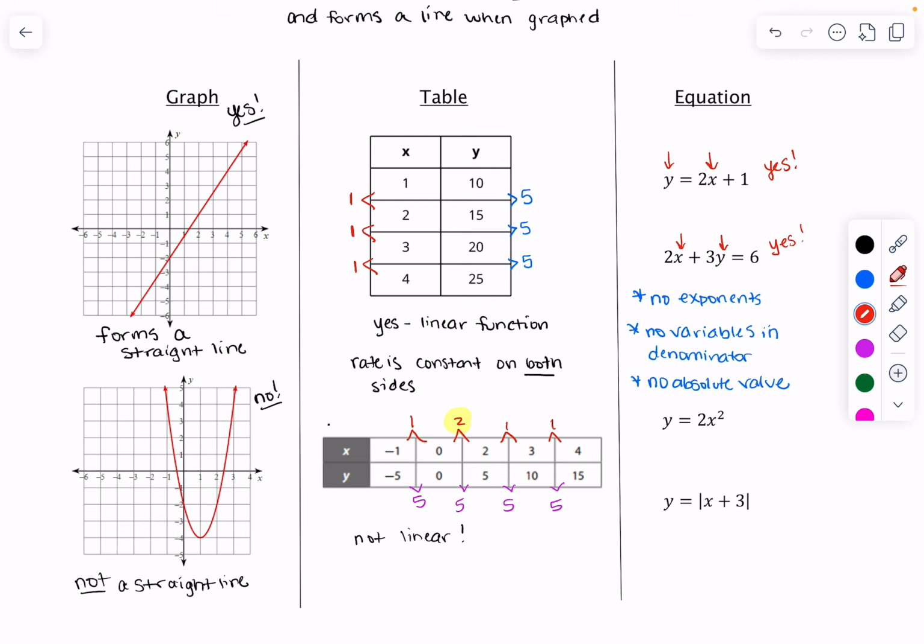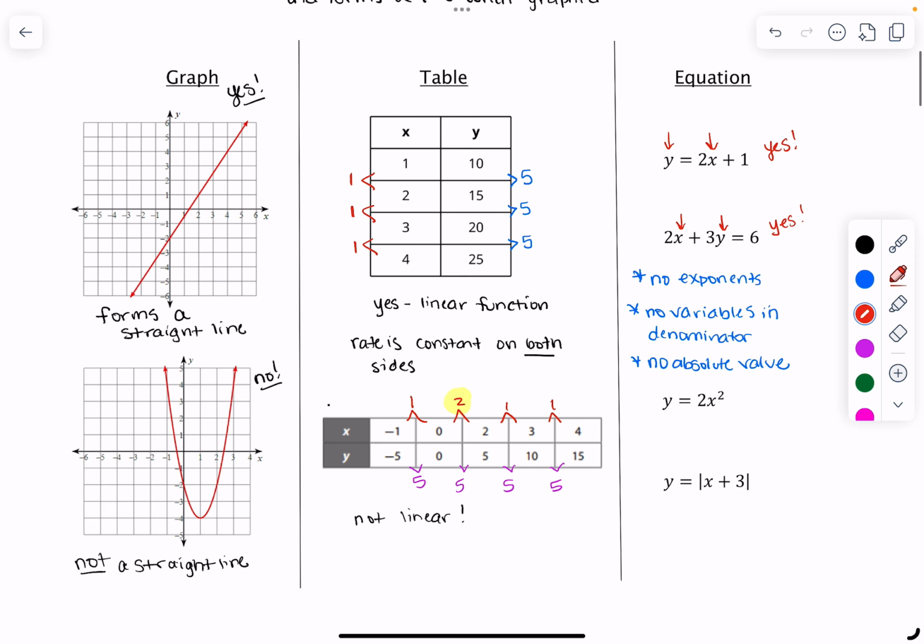You may have heard y equals mx plus b. That's sort of what the equation at the top is. It's in y equals mx plus b. We're going to talk about that in another lesson. But these are both linear functions. They have an x and a y, and they form a line.